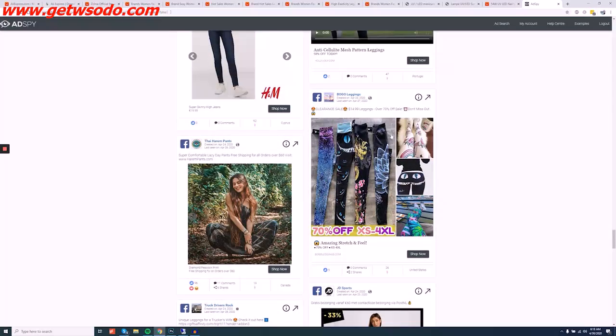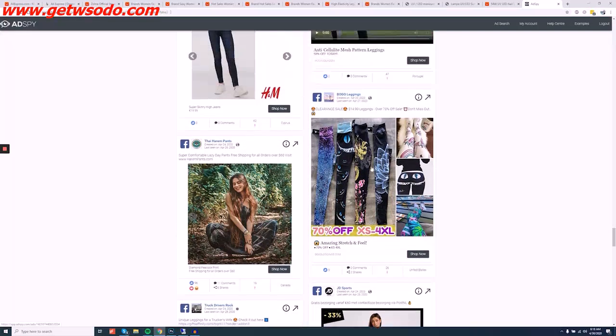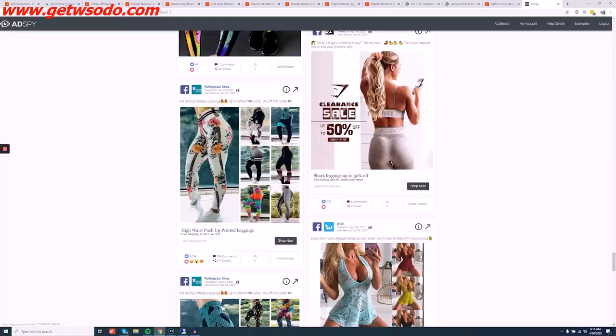And then finally we come across some nice 3D print leggings called BOGO leggings. But it doesn't look like the store is actually doing that well, so I'm not going to really look into that. Now we got this store over here. As you can see, they're doing pretty good. They're marketing to the US, 3,000 likes, 194 comments.